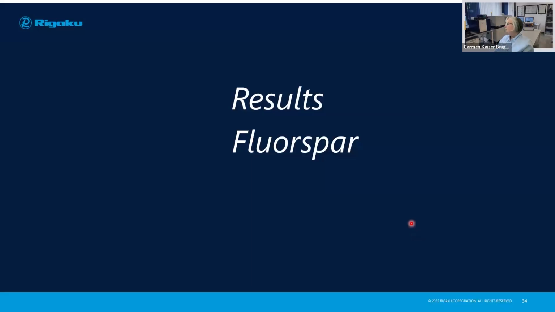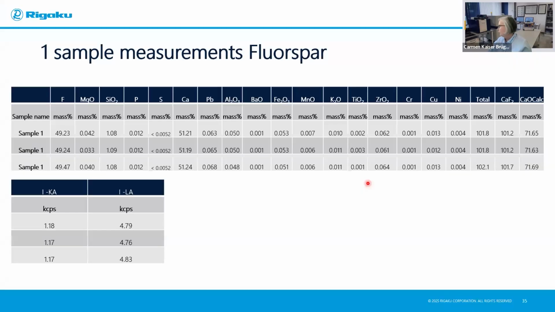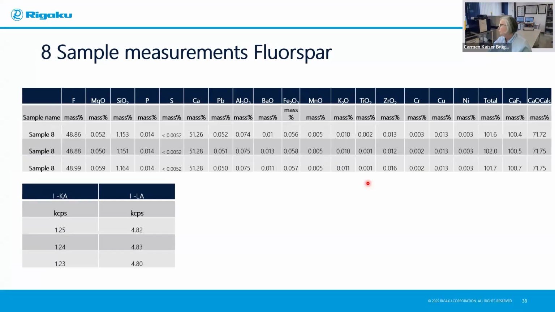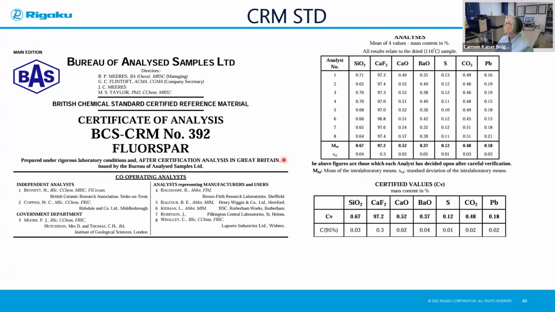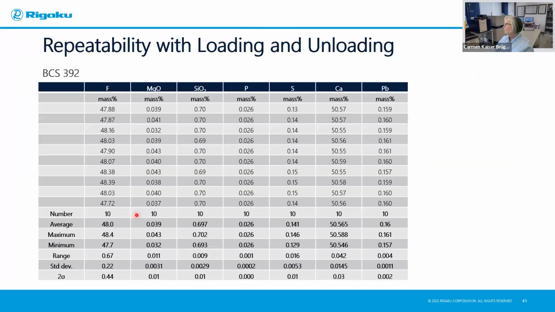Okay, so now I've shown you a little bit about the calibration, and I wanted to share some examples of the results. This is an unknown sample, which is maybe not so interesting for you, but what's interesting is to look at a certified standard. Here we have the example of a Fluorspar certified reference material, and we have a certificate of analysis showing the exact composition of the Fluorspar.